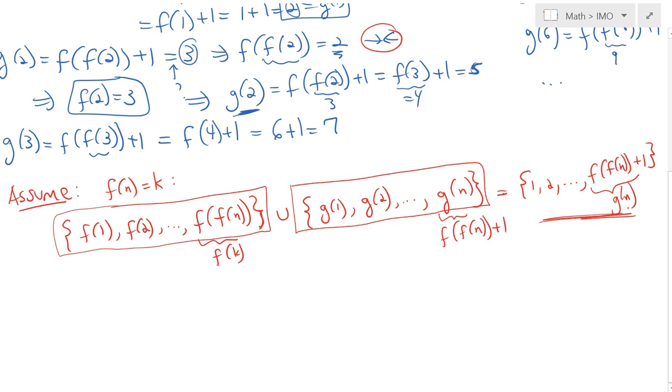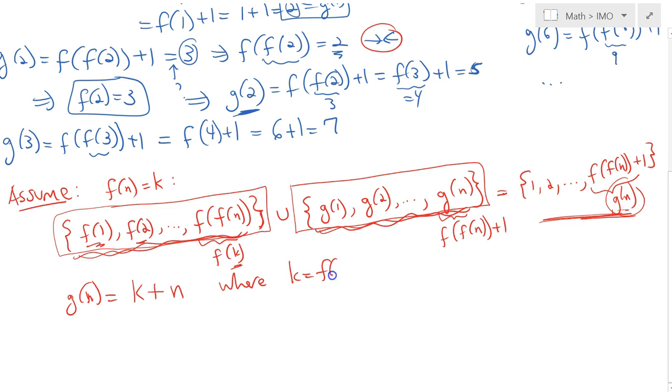So therefore, it's very easy to count g of n as a result, right? 1, 2, all the way up to g of n. G of n is simply the sum of the number of elements in this set plus the number of elements in this set. How many elements are in here? F of 1, f of 2, all the way up to f of k. There are k elements, clearly. Plus, how about here? G of 1, g of 2, g of n. Of course, there are n elements here. So therefore, we have a closed form where k is obviously equal to f of n.